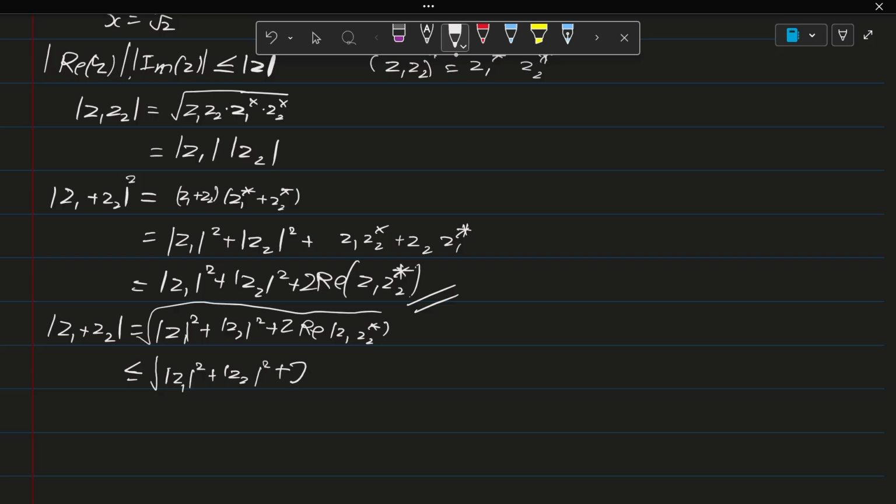We add this by 2 times the length of z1 times the length of z2, because we know that we could separate the conjugates from this property. So this pretty much corresponds to the length of z1 plus the length of z2, everything squared, and then you take the square root, so the square cancels out. So you would get this. This is an important property of complex numbers as well.